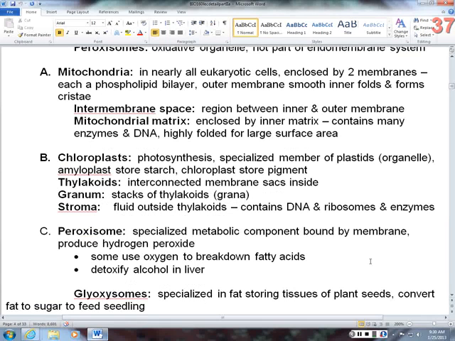So the peroxisome is a specialized metabolic component. It's bound by a membrane and produces hydrogen peroxide. So what would you use hydrogen peroxide for? You use it to clean things because you're hoping it's going to kill bacteria. Some bacteria can metabolize it. You use it to oxidize things, and that's how it kills them.